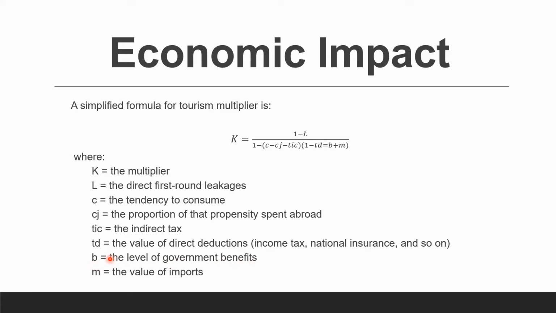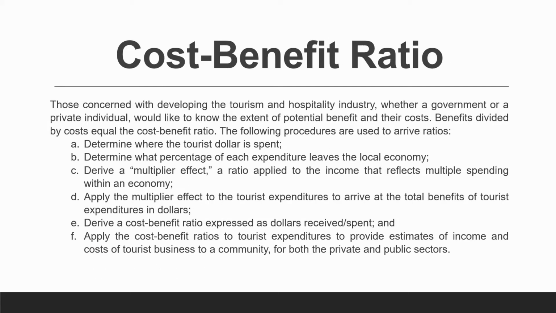Most developing economies have an income multiplier range between 0.6 and 1.2, while developed economies have a range between 1.7 and 2.0. The cost-benefit ratio.